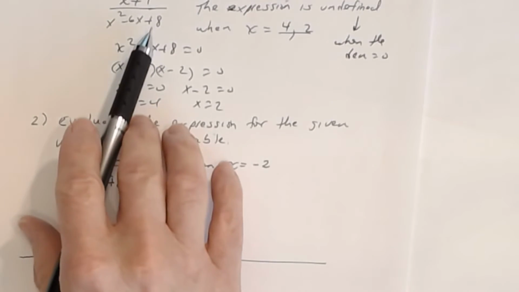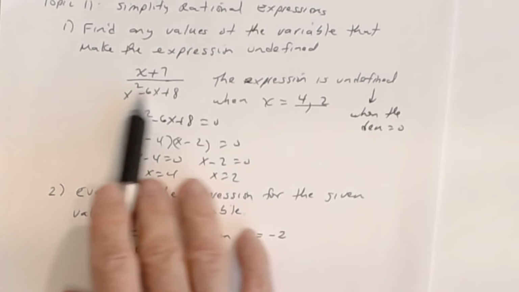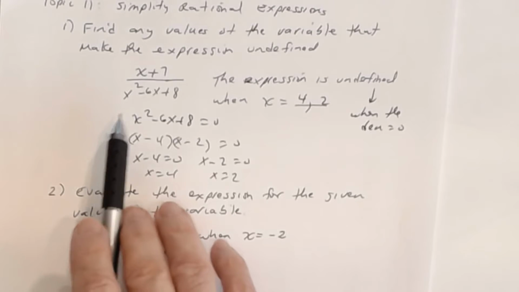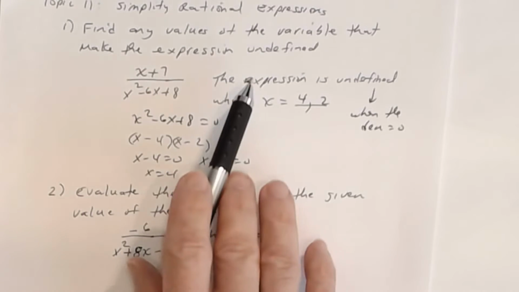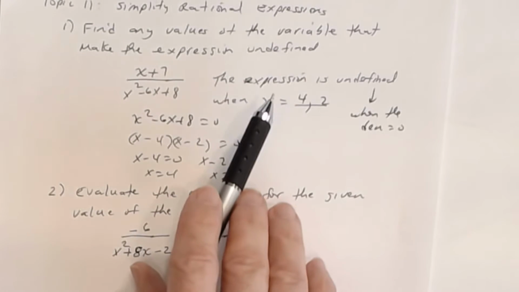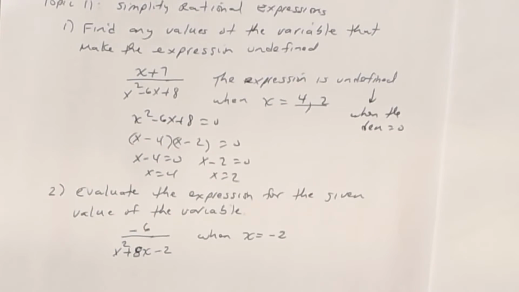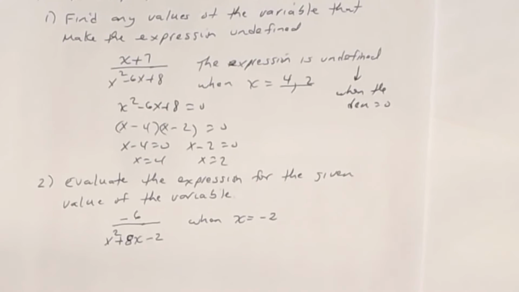So if you want to find out where a rational expression is undefined, you just look at what makes the denominator 0. Now, when we get into graphing rational expressions, we're going to come back to this because that 4 and that 2 do mean something later on. And you're going to see what that is when we get to that point.